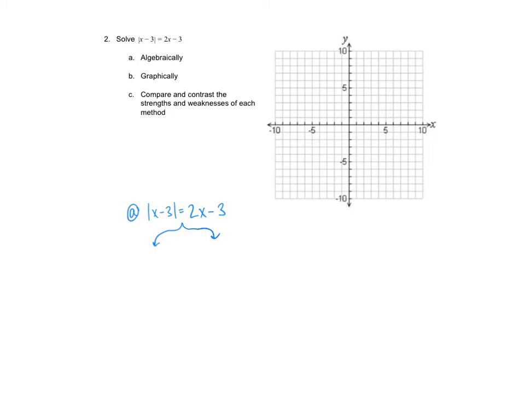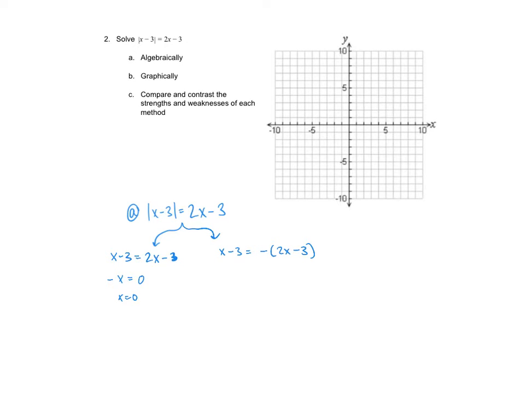So I hope you did it. We would say x minus 3 equals the same, and one where we have x minus 3 equals the negative 2x minus 3. So now I'm going to move all of my x's to one side. So I'm going to subtract the 2x, so I have negative x. I'm going to add the 3, so equals 0, so x equals 0.